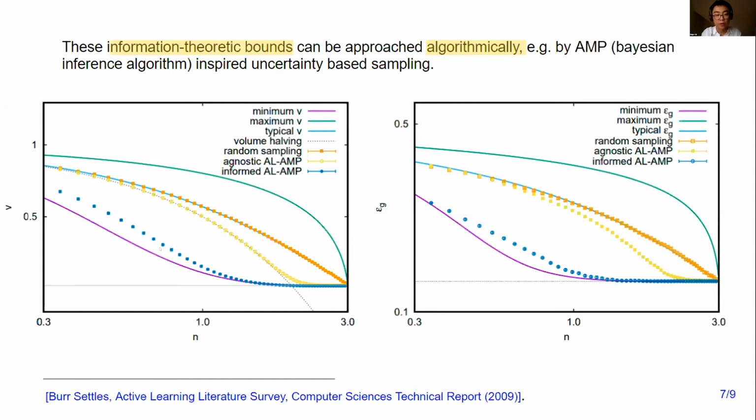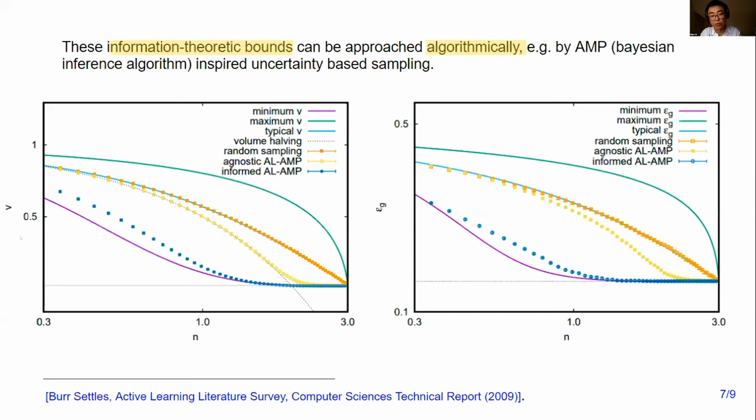So the purple solid line is our bound for the Gardner volume, while the dashed curve is the Sompolinsky lower bound for agnostic strategies. And the yellow and blue dots are just algorithms that we propose for illustrative purposes that are inspired by approximate message passing procedures, and that do quite well.